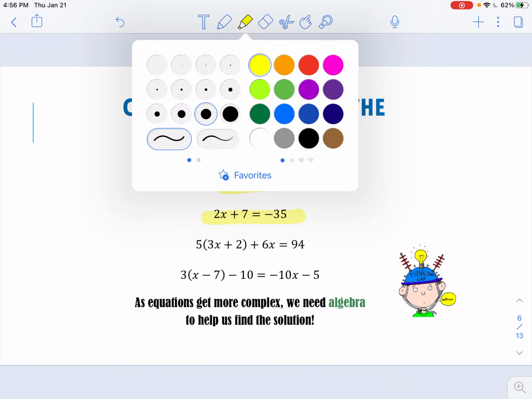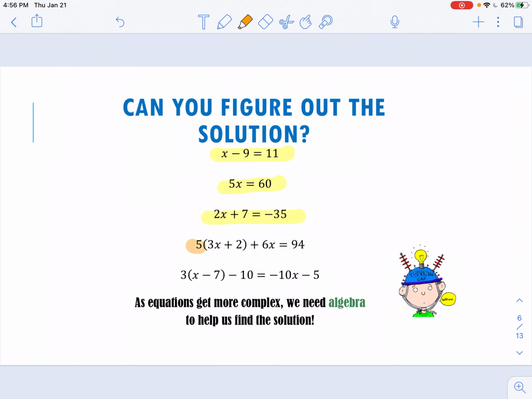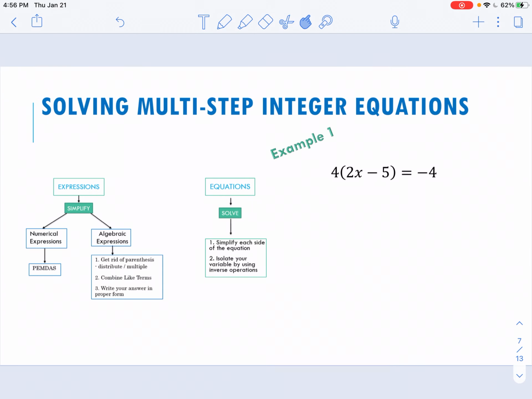However, as you noticed on this page, some equations become more and more complex, and it becomes really hard in these scenarios, especially the ones highlighted in orange, to guess and check. So as equations get more complex, we're going to need to use algebra to help us find the solution. So as we go through some of the problems in today's lesson, please make sure you pay attention to some of the algebraic steps that I'm showing and modeling. Let's start off with our first example.